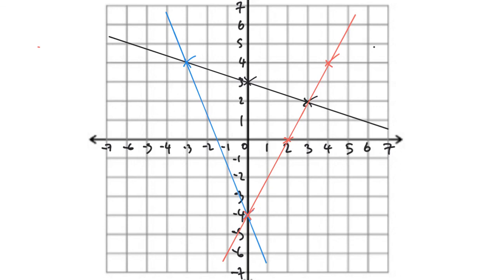And then what we have is the 3 vertices, so the 3 coordinates of the points of intersection, to be (-3, 4), (3, 2), and (0, -4).